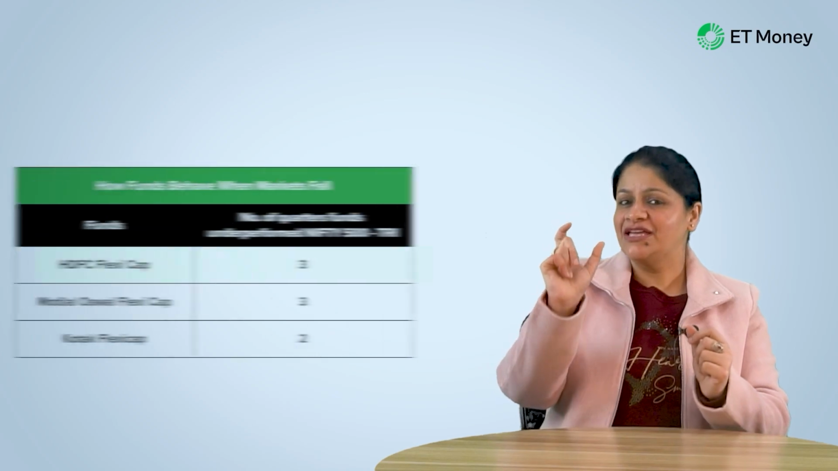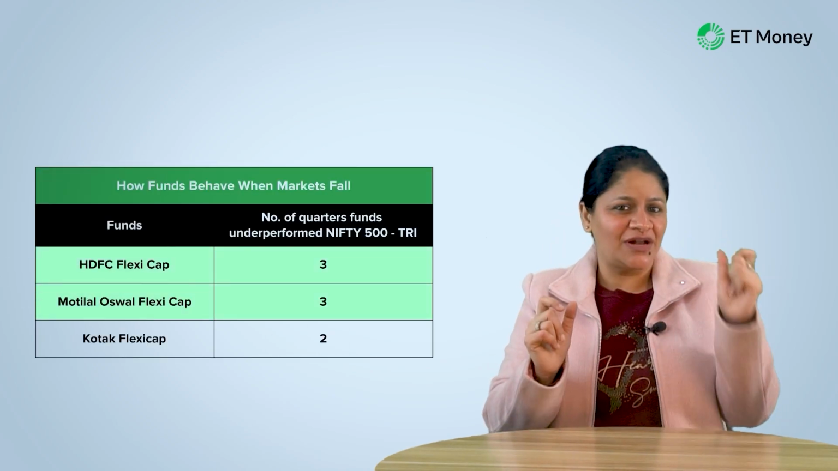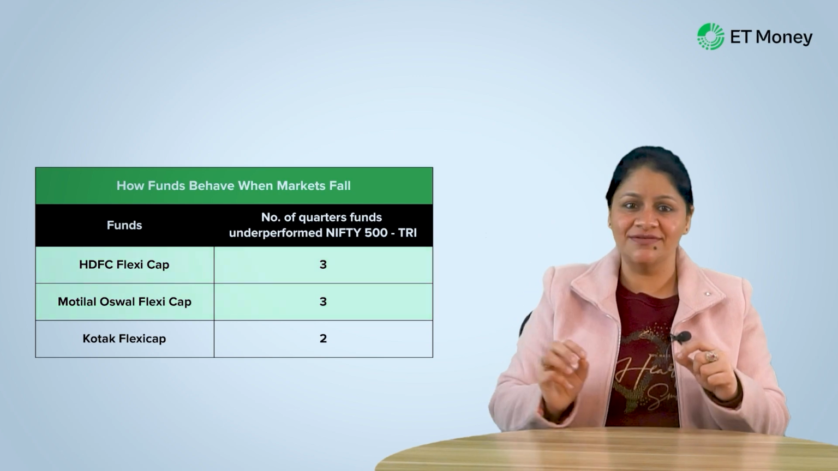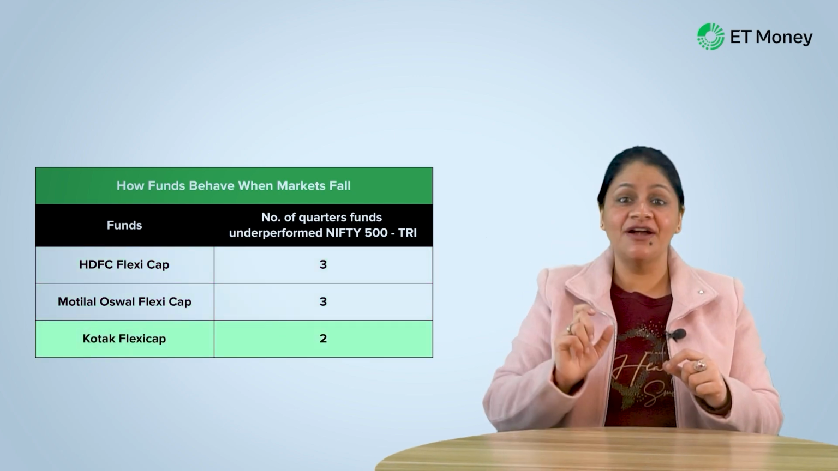Let's now look at how these funds behaved when markets fell. This will help us understand their downside protection. Since 2019, there have been only 7 quarters when Nifty 500 has delivered negative returns. HDFC Flexi Cap and Motilal Oswal Flexi Cap have underperformed only in 3 out of 7 quarters. Kotak Flexi Cap underperformed in 2.